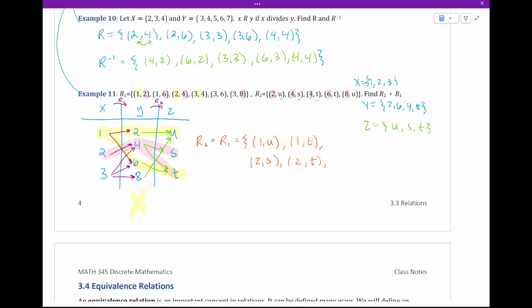And then lastly, 3 goes to 4, which goes to S. And 3 goes to 4, which goes to T. And 3 goes to 6, which goes to T. I already have that one. And then 3 goes to 8, which goes to U. So that's a (3, U). And that is all of the elements of my composition.